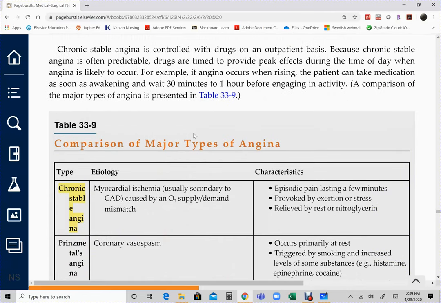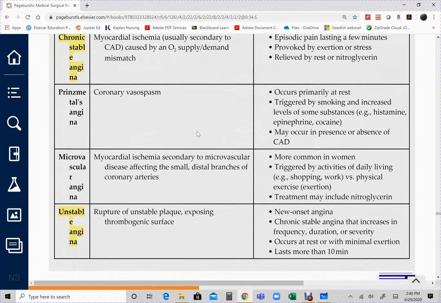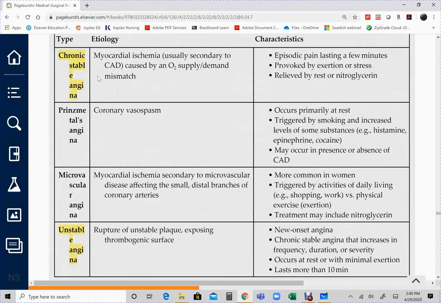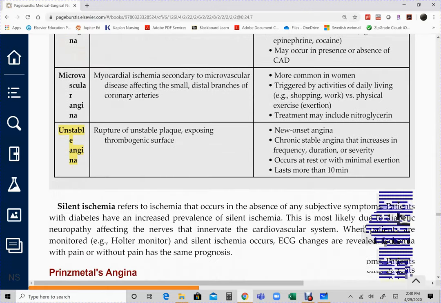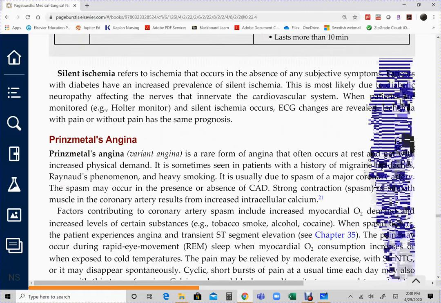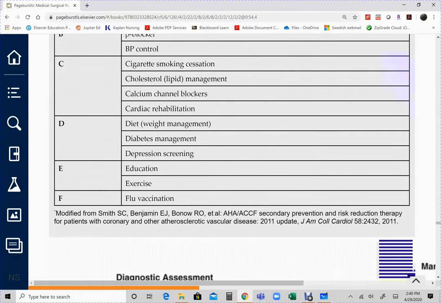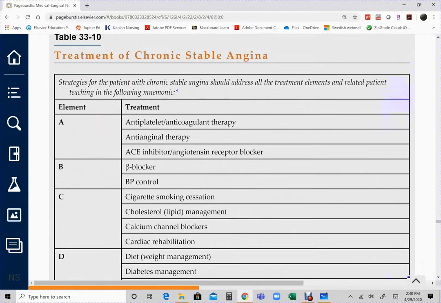All right, for comparing the types of angina, because there are four, we will still only test chronic stable angina and unstable angina. We do not test these two. Okay, so we are beginning nurses. There's really no need to. Plus, your interventions will be similar anyway. So all we need to know is the chronic stable one and the unstable one, which is part of your acute coronary syndrome. So we will skip those. Okay, except this one.